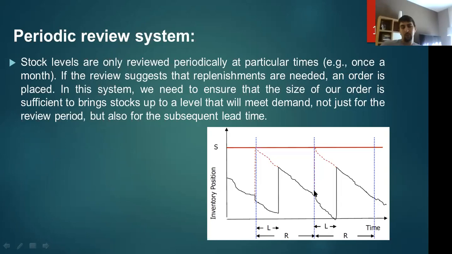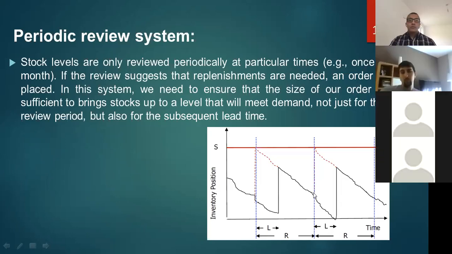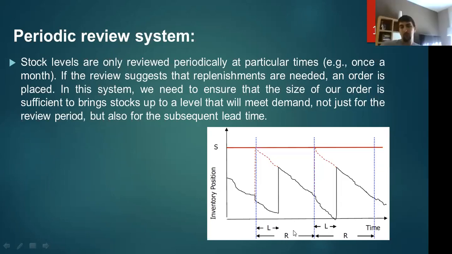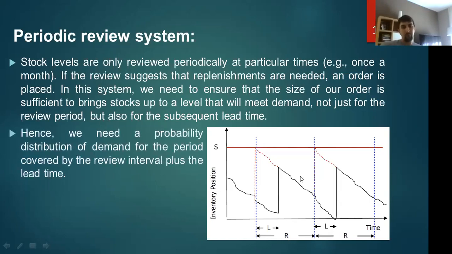What is specific for this model is that when we are making an order, we need to take into account not just the lead time, like in the previous model. We need to also take into account this review period. So when we place an order, we need to have enough safety stock to cover this lead time and this review period. So it's a little bit longer than in the previous case.